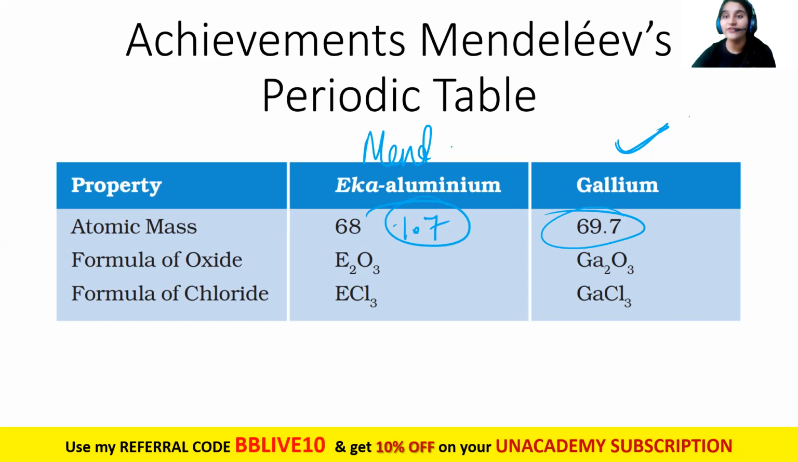Formula of oxide: he was like, you know what, when this element will be discovered and it reacts with oxygen, you get an oxide, right? And that is going to be E2O3. That means the valency of this element, which is yet to be discovered, will be 3. And you know what? He was right. When gallium was discovered and reacted with oxygen, it was found to be Ga2O3. Absolutely correct.